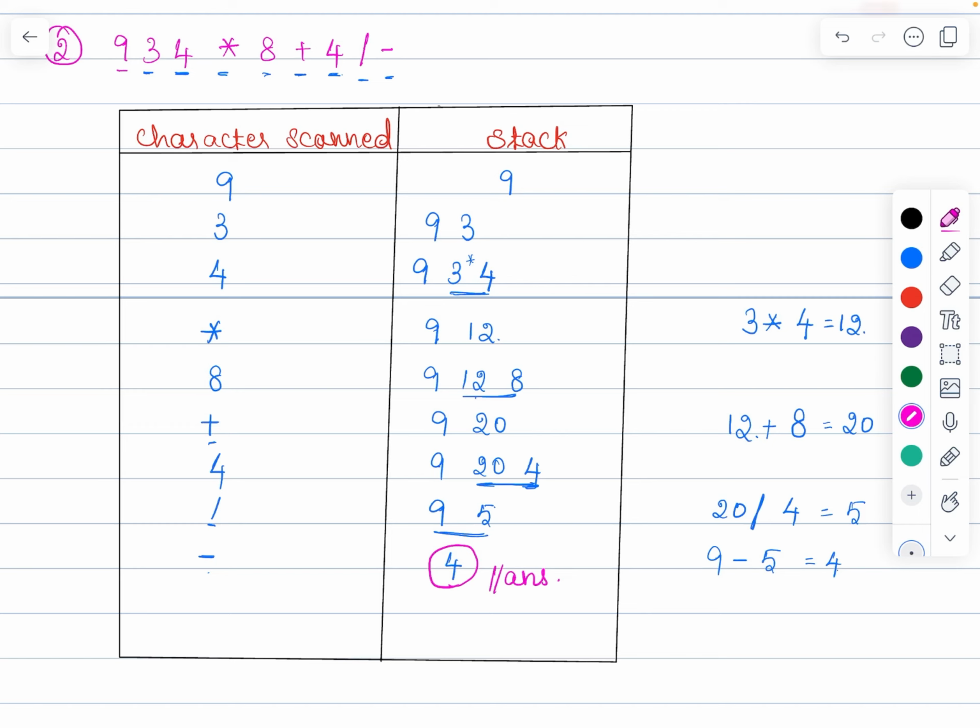This is how, using the stack data structure, the actual input expression can be evaluated. First we are supposed to convert it into postfix and then perform the evaluation of the postfix. We would get the final answer.